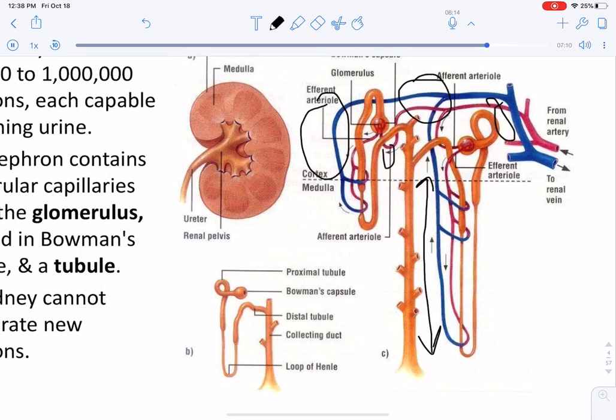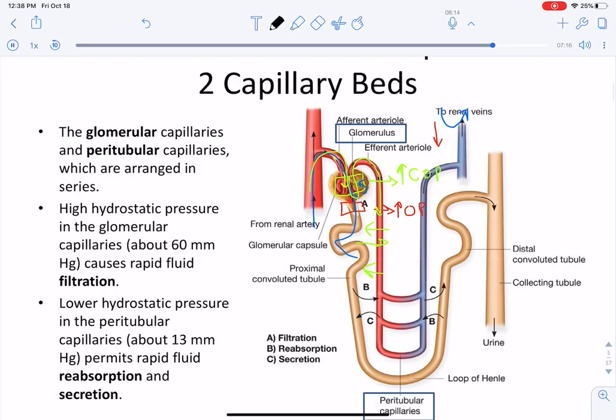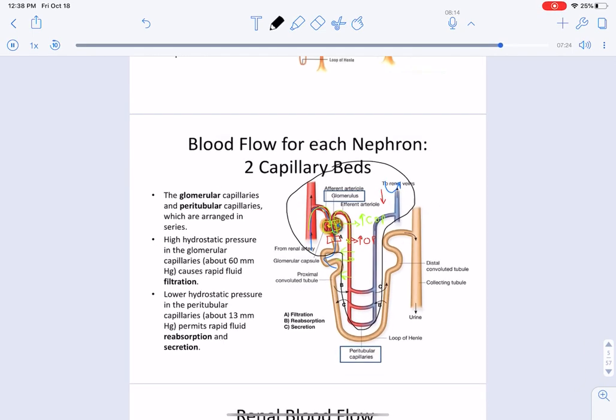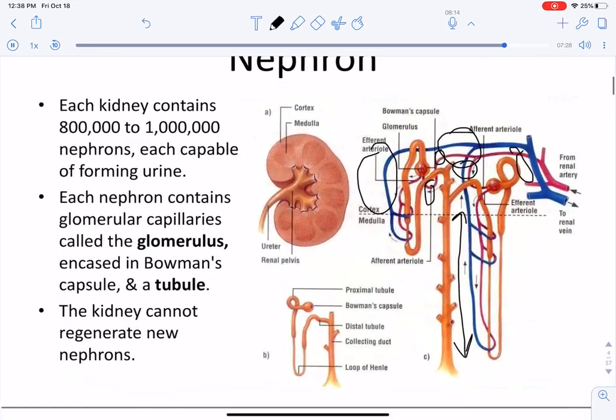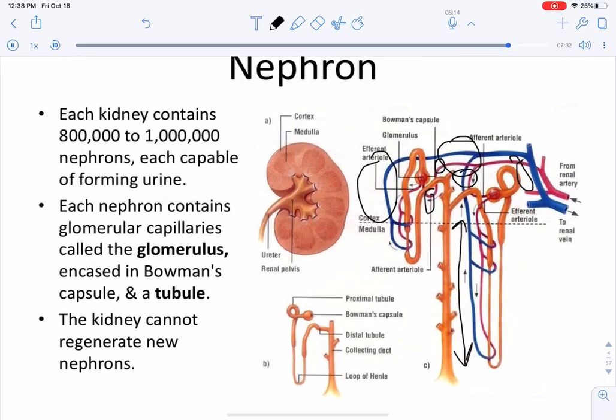nephron. The peritubule capillaries allow for absorption or reabsorption and secretion of the minerals to control blood pressure or get toxins out or stuff that you don't need in there to make urea.